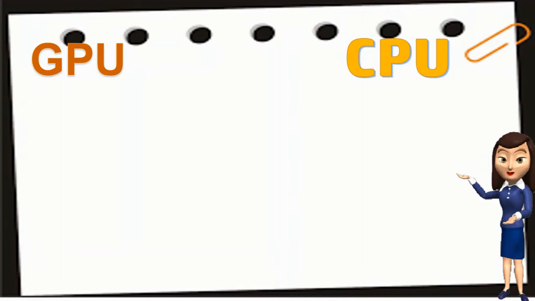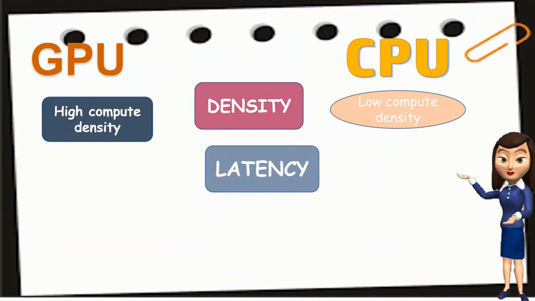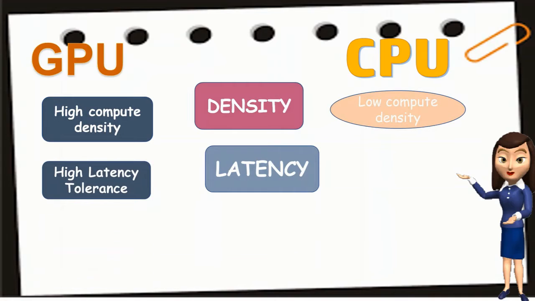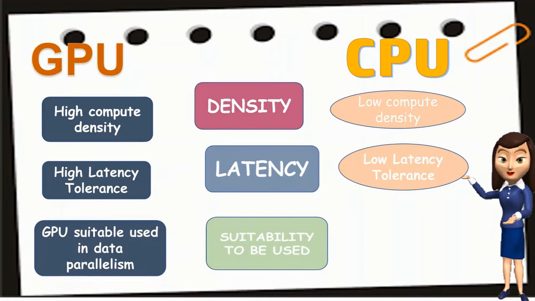The first term that I will try to differentiate is in terms of density. GPU have a high density. Compared to CPU, it have a low compute density. The second term that we will try to differentiate is latency. GPU have a high latency tolerance. It means that GPU will experience high delay when doing some process. While CPU have a low latency tolerance, it means CPU will experience small delay when doing process.